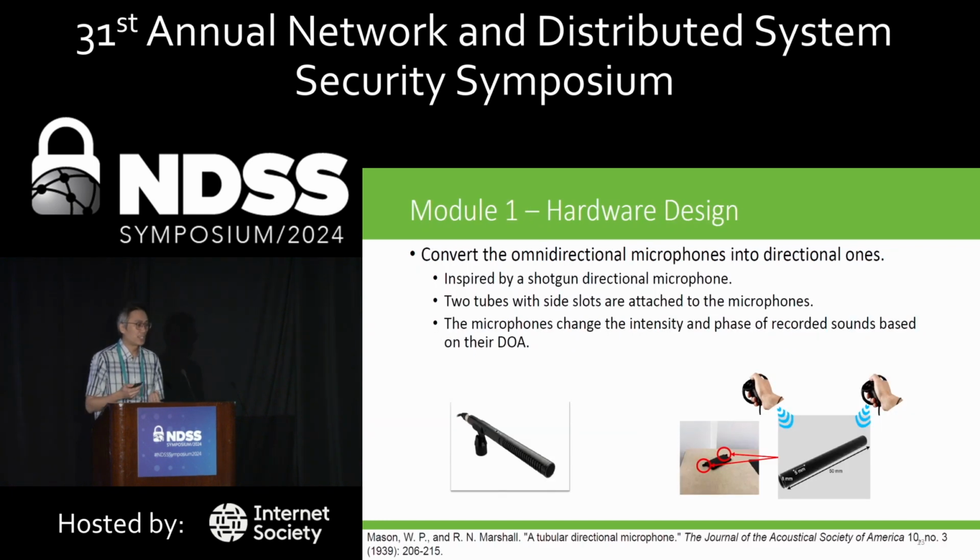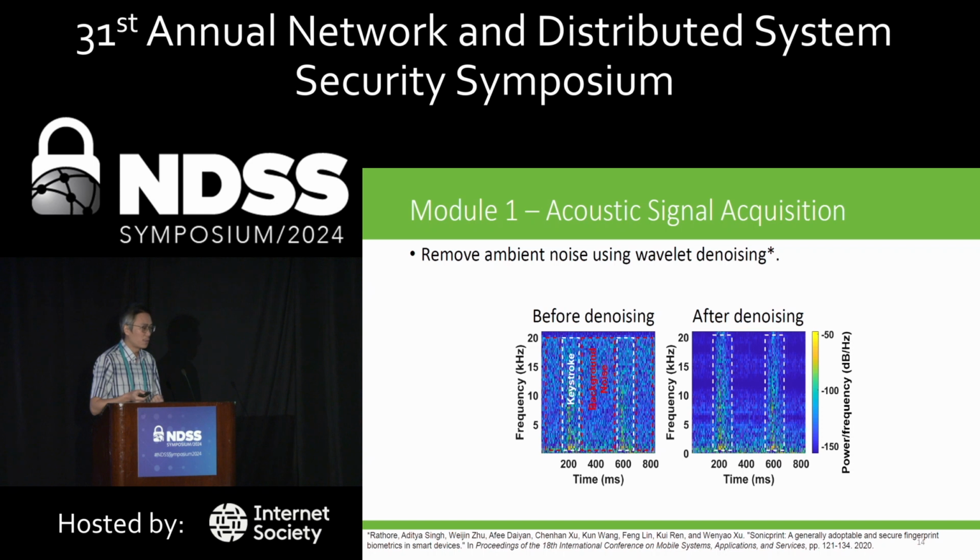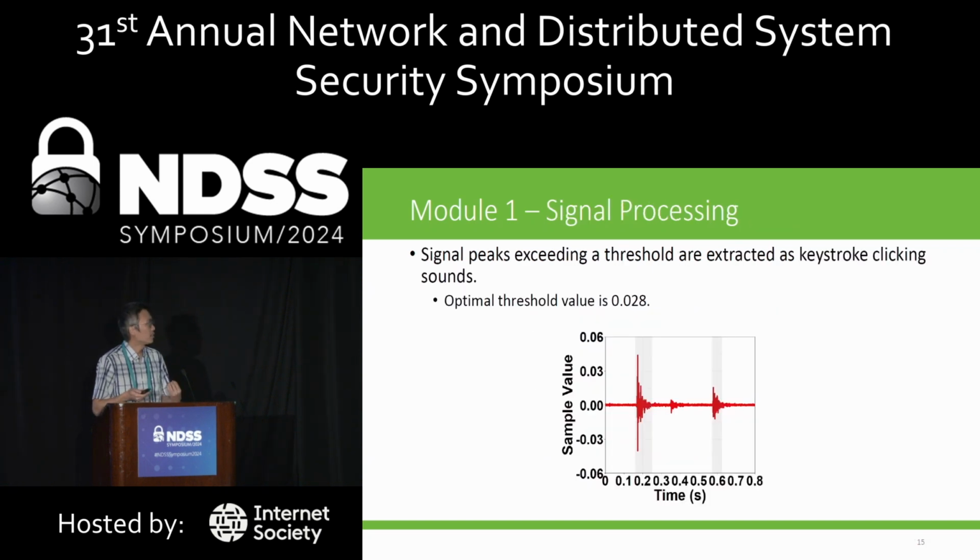And here is the first component. We will utilize the existing smartphone, but we convert the omnidirectional microphone to a directional one using a two-porous tube attached to the microphone on the top and the bottom of the smartphone. This setup allows the omnidirectional microphone to register the direction of the sound. And then the signal will be denoised to remove the background noise. And then we will identify the clicking sound data.